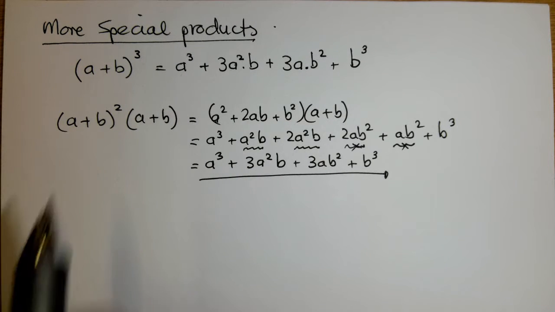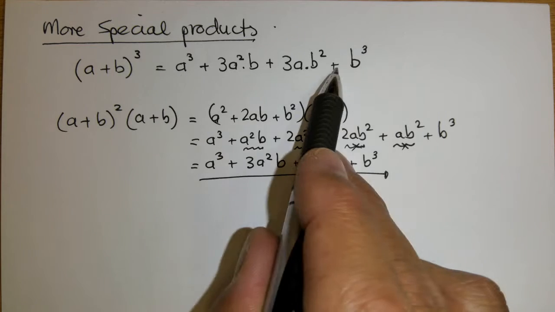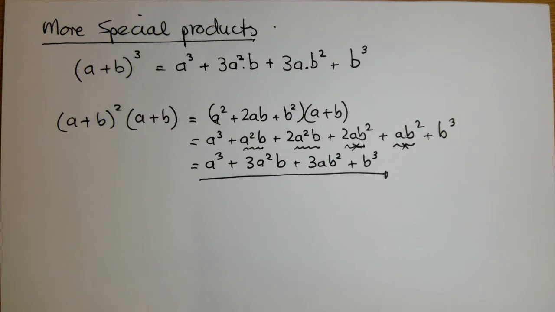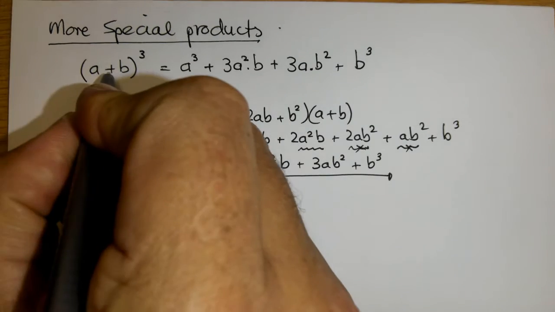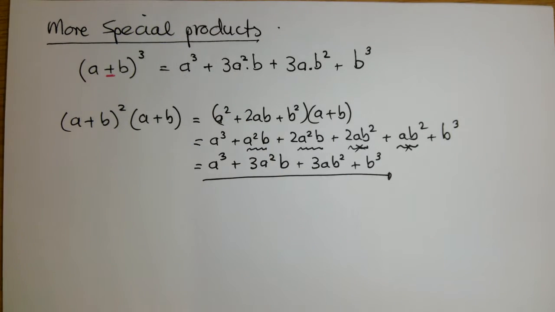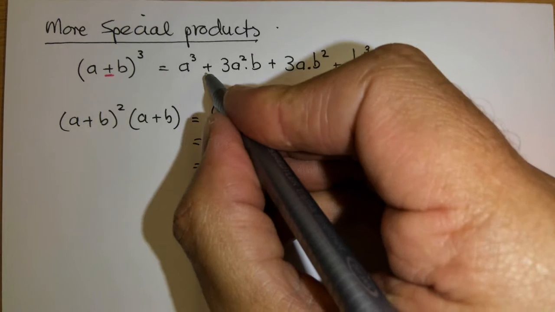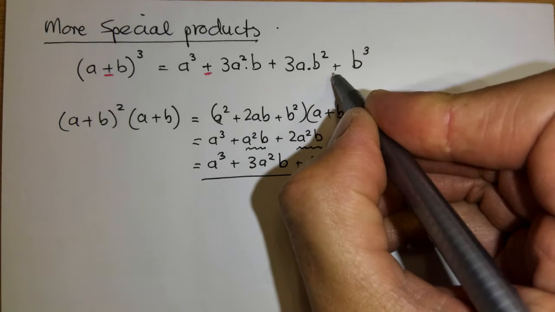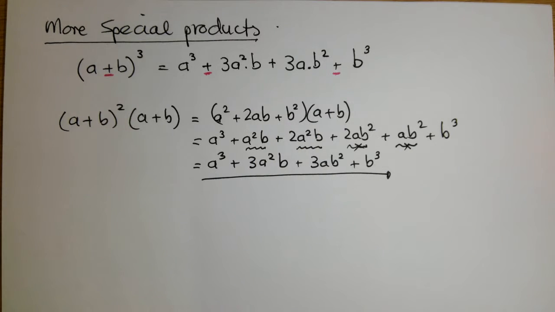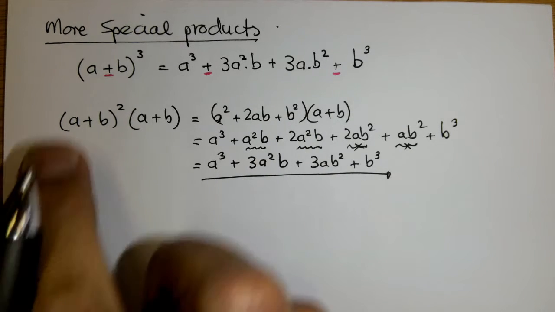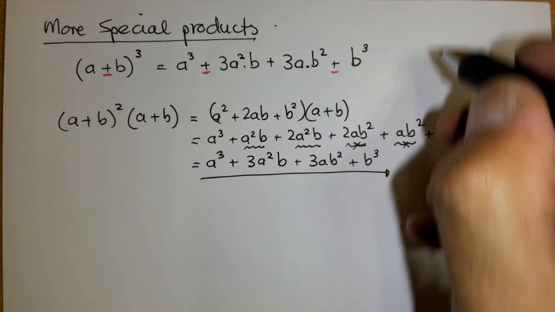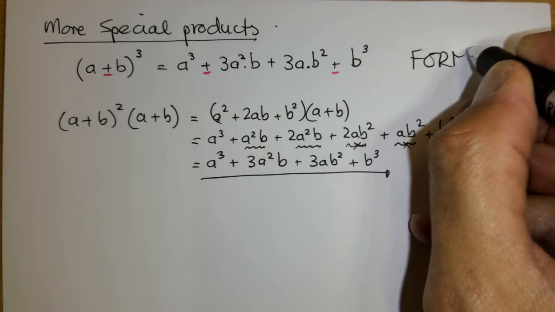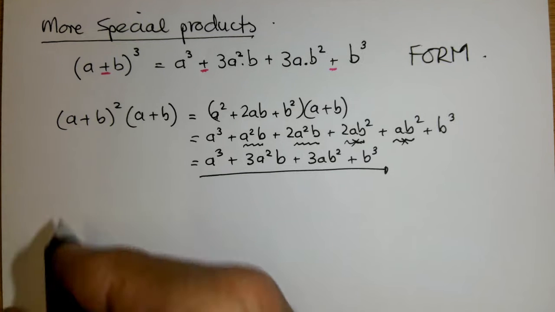Now, you'll see if there's a plus, everything there is positive. If there was a minus here, it will alternate. It will be positive, negative, positive, negative. Now we're going to cube a few of these, and we're going to do it straight using the form that I've shown you over there. Let's start with the easy one.